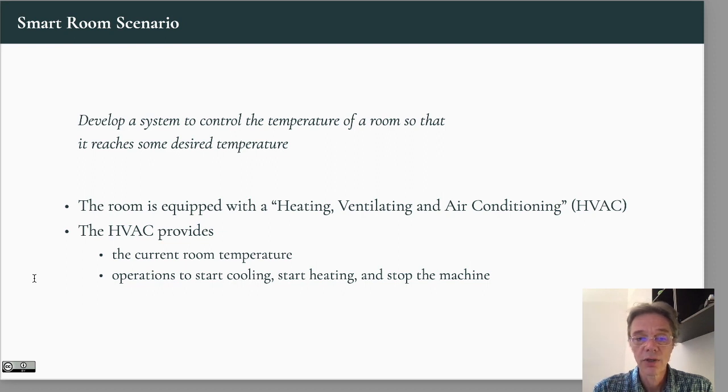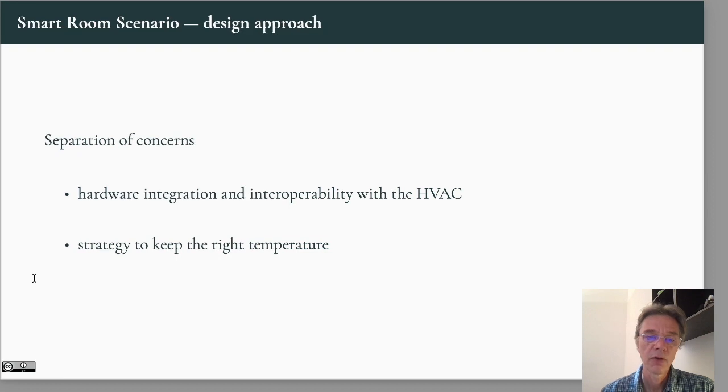And this air conditioner has two main components. The first one is a sensor that captures the current temperature and makes this information available to the agent. And the second is a set of operations the agent can start, like start cooling, heating, or stop the air conditioning. To design this system, we are following a very important principle related to the separation of concerns.